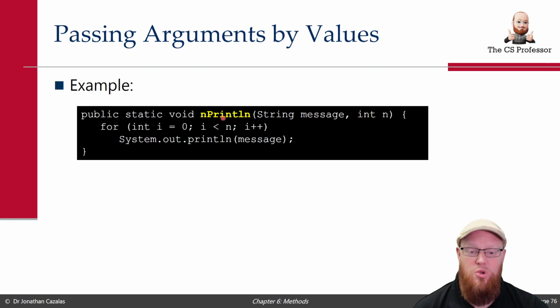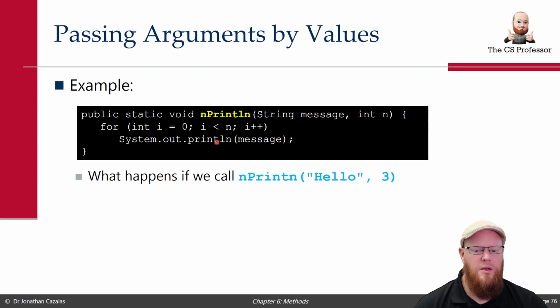And so we have this new method that we're creating. It's not called println. Instead, it's called nPrintln, where n stands for this parameter n here, which represents the number of times we would like to print this particular message. And so now if you look at the code, we have a for loop. We loop from 0 to less than n. So if n was 3, we would loop from i is 0 to i is 1, and then i is 2. We're going to loop 3 times, and we're merely going to print out this message 3 times.